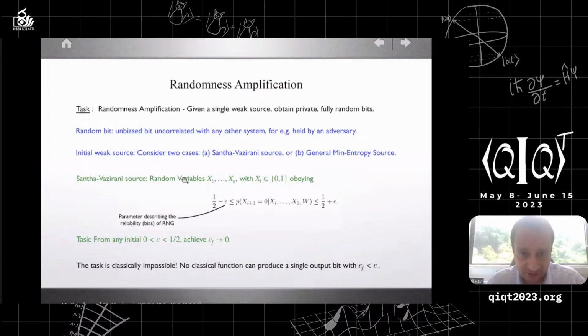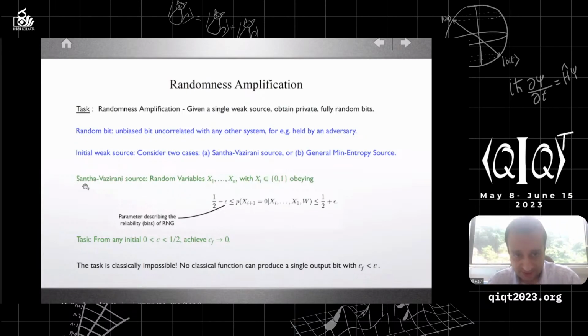The idea is that these are strings of bits x1 to xn, such that the probability of any bit being equal to 0 or 1 is at most epsilon away from uniform. This means even if you know all the bits that came before, and even if there is any other random variable correlated with the source, any other information that you may have about the source, the probability of guessing this bit value is bounded as epsilon away from uniform. This epsilon is a parameter that describes the bias of the RNG.